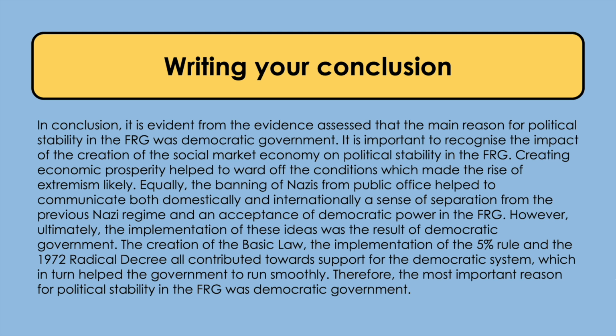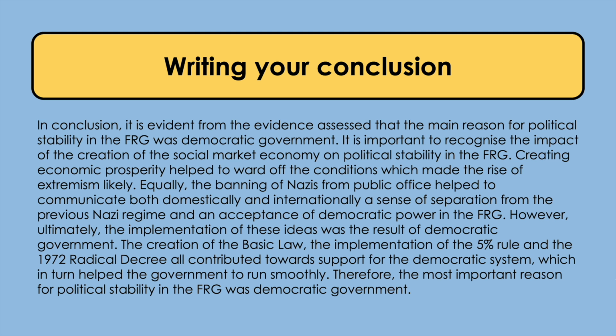In conclusion, it is evident from the evidence assessed that the main reason for political stability in the FRG was democratic government. It is important to recognise the impact of the creation of the social market economy on political stability in the FRG. Creating economic prosperity helped to ward off the conditions which made the rise of extremism likely. Equally, the banning of Nazis from public office helped to communicate both domestically and internationally a sense of separation from the previous Nazi regime and an acceptance of democratic power in the FRG.